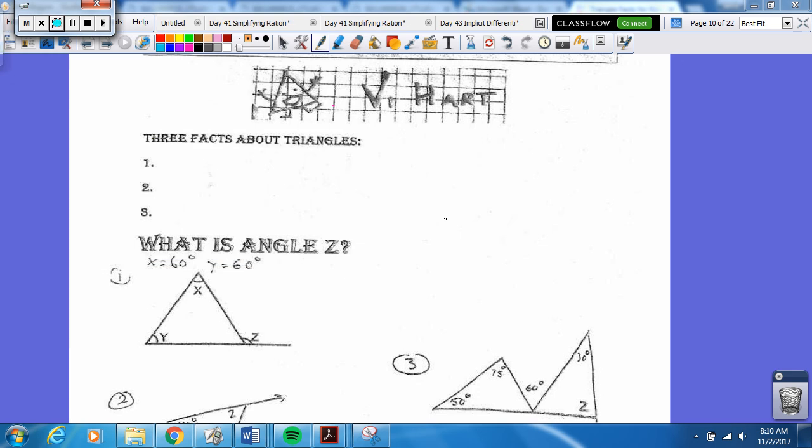Today we're going to deal with some triangles. Alright, great. First, let's talk about some facts. What do you know about triangles? Oh yeah, I know. Write this down.